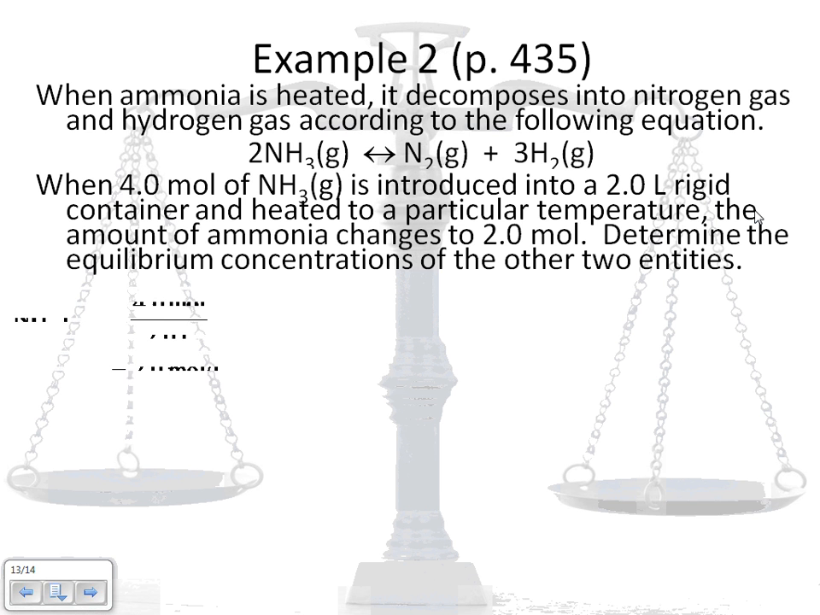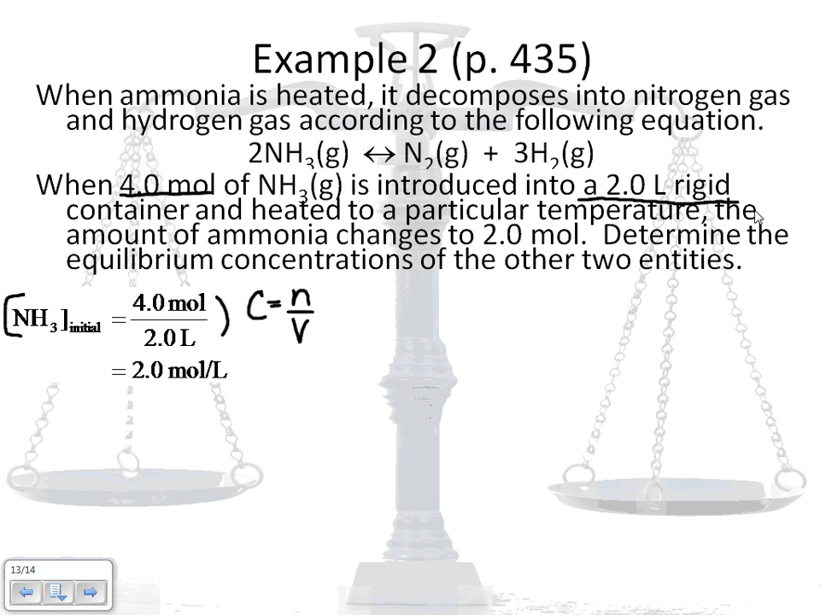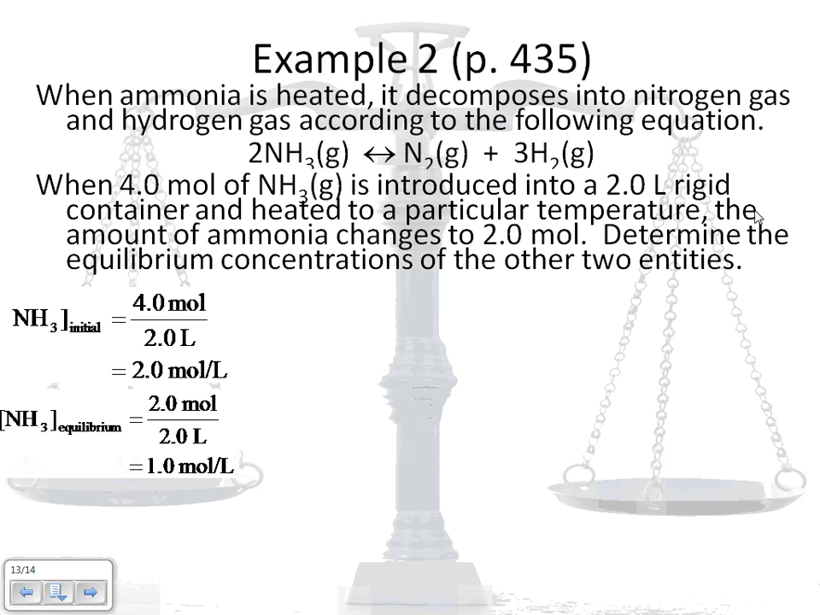I'm going to give you the ICE chart here. First off, you have to understand that your initial concentration of NH3 is in a 2-liter container. I've given you moles and liters, so you have to divide the two. Remember your C equals n over V equation to get concentration. That's how I get that my initial concentration of NH3 is 2 moles per liter. Once you have that, you can also figure out your concentration of NH3 at equilibrium because it's gone down to 2 moles. So same thing goes there.